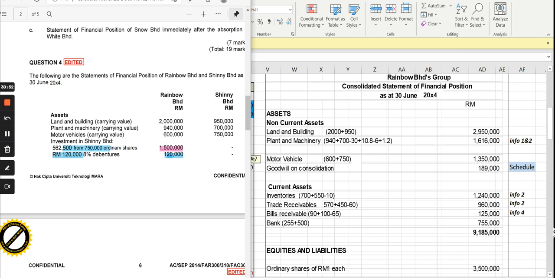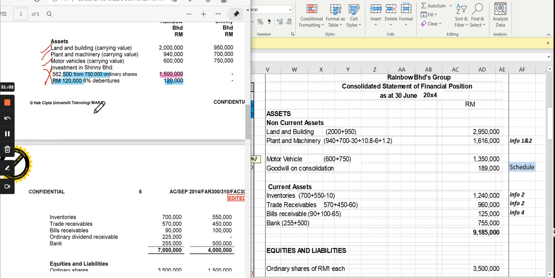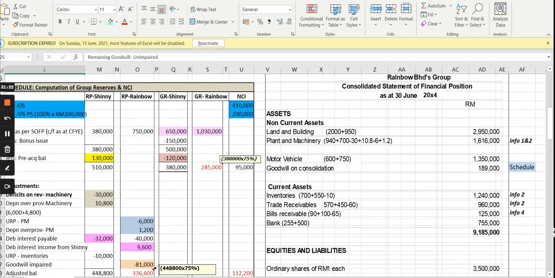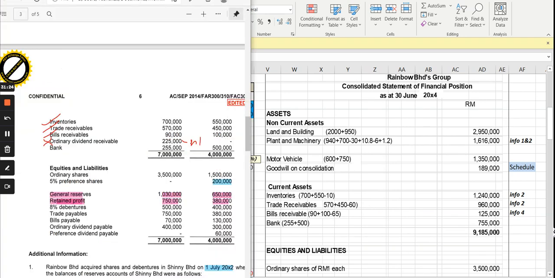So therefore, this one won't be included. Right, so this one would be included, by adding them and adjusting for the intercompany transaction. Ordinary dividend receivable, if the one that you receive from other than the subsidiary company, this must be included, but here it will not be included as these are all intercompany transactions. Remember, those are intercompany transactions, so this will not be recorded.